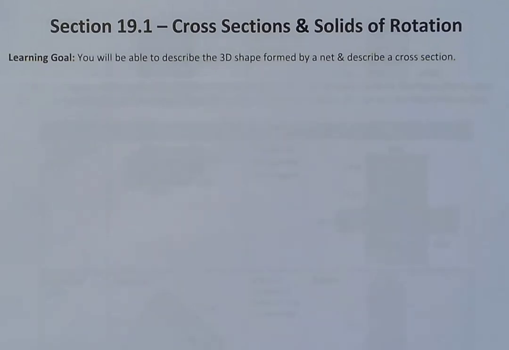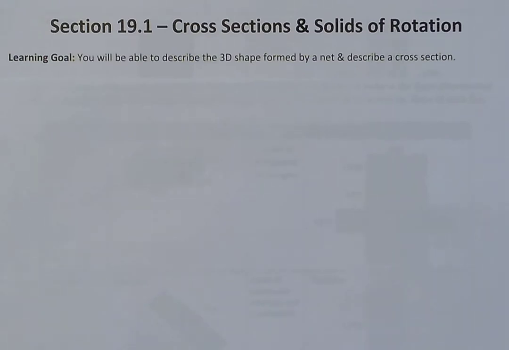So we're going to take a look at nets of 3D shapes, talk about what they are and how to identify them, and then also talk about how to identify the cross-section of a plane when it is inserted into a 3D shape. So that's the two things we're going to take a look at for today's lesson and what we're going to focus on.